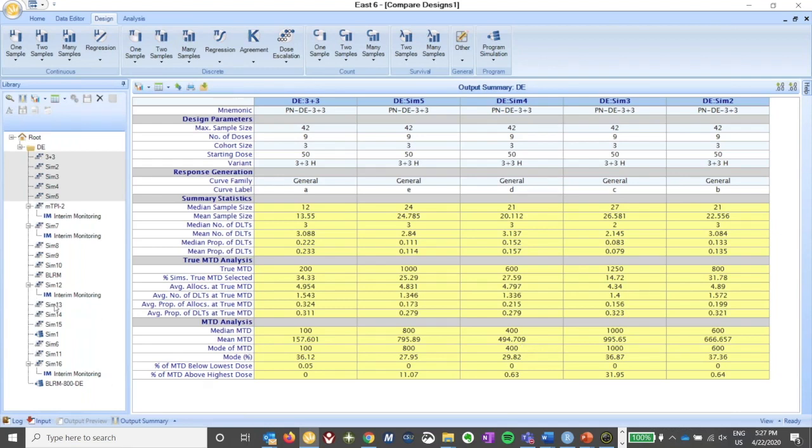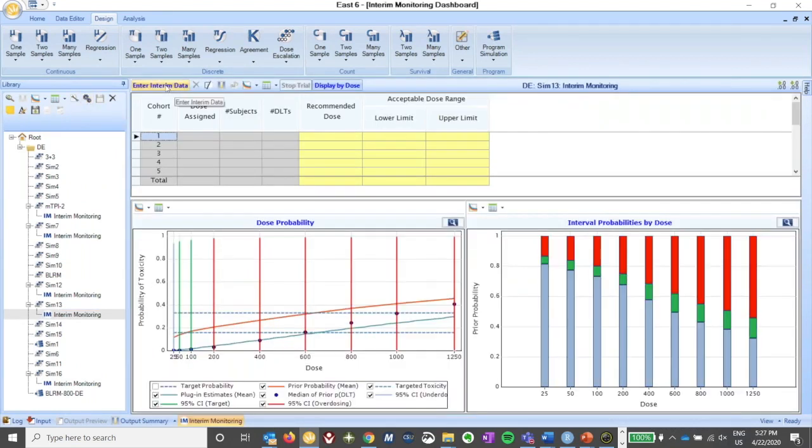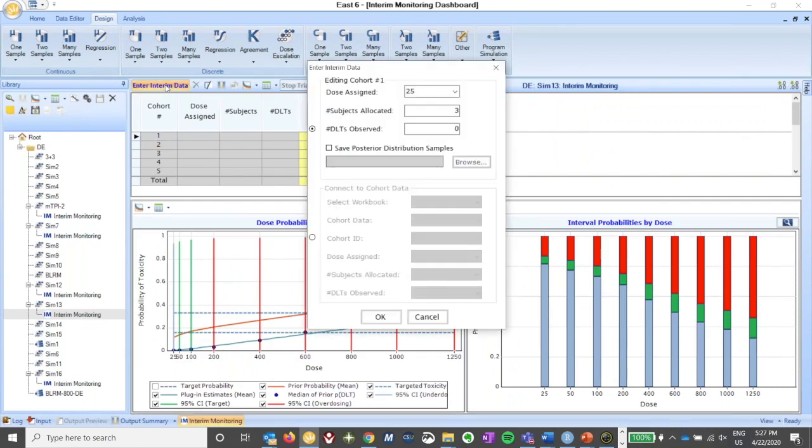So the design can then, after you select this design, you can go and execute your study. When you're executing your study, you will select the so-called interim monitoring dashboard, which will tell you, well, enter the data that you have.